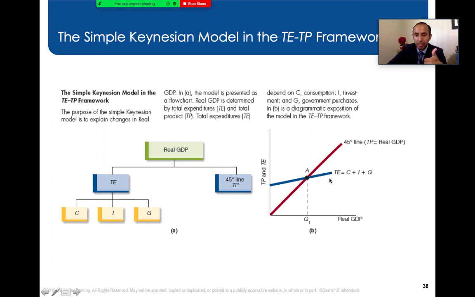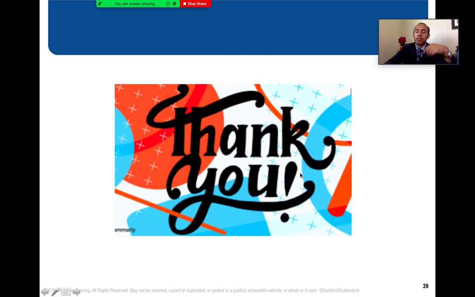If government spending increases, total expenditure shifts up. If investment increases, total expenditure will shift up. If consumption increases, total expenditure will increase, and it shifts up.